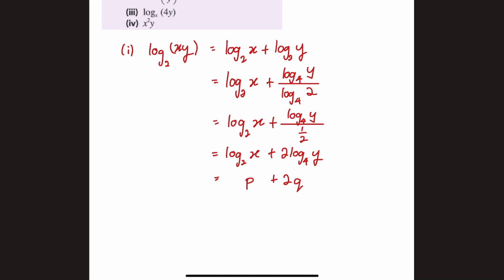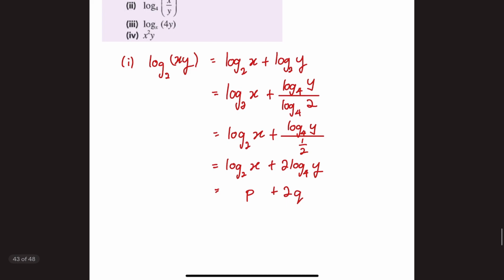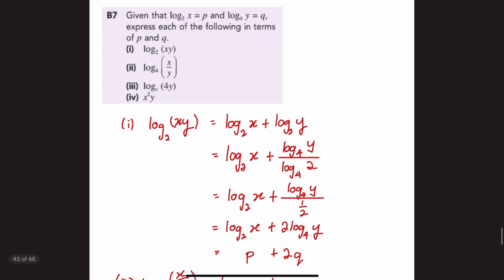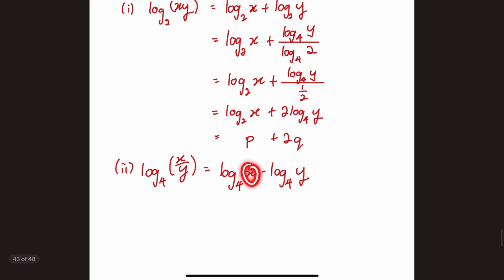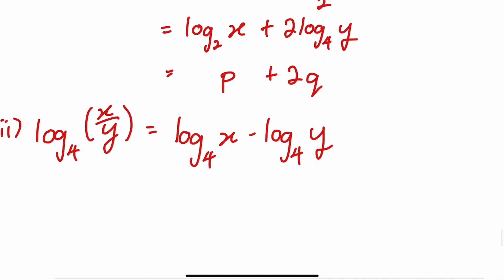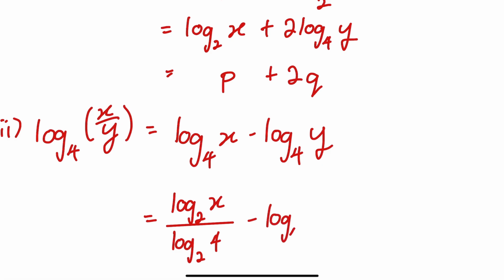Okay, let's now look at part 2 over here. Part 2, log base 4 x divided by y. Very simply by my quotient rule, this is equal to log base 4x minus log base 4y. Then over here, I don't have x in terms of base 4. I need to change this base to base 2. This is simply log base 2x divided by log base 4, minus log base 4y.